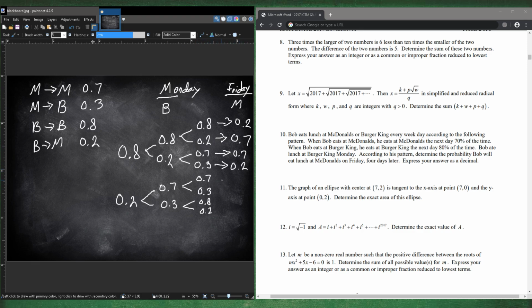And these numbers usually repeat, so we could just do it again. So 0.7 goes with 0.7. 0.3 goes with 0.2. 0.8 goes with 0.2. And 0.2 goes with 0.7.